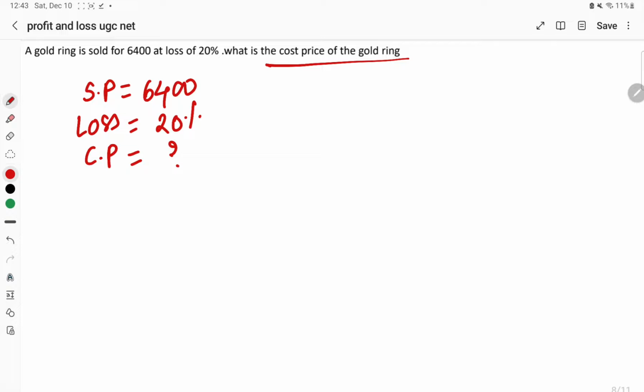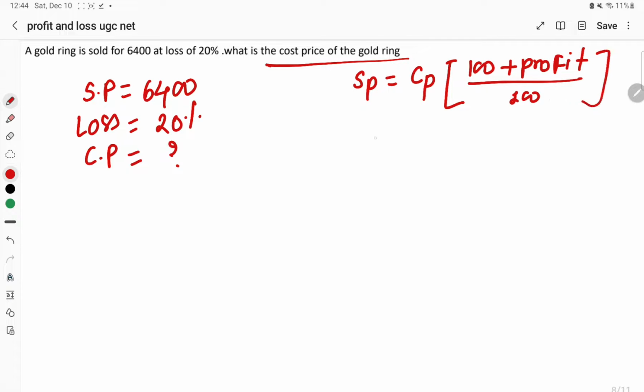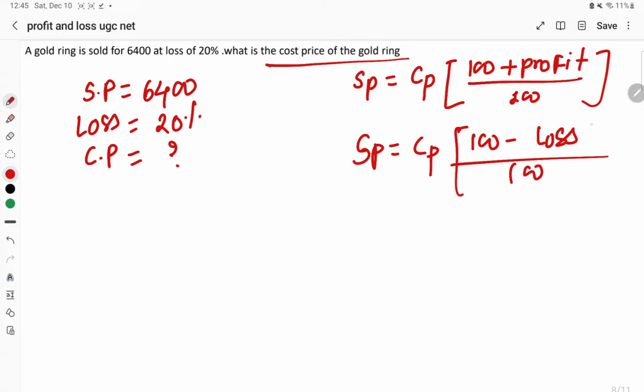How can we calculate this, ma'am? We can calculate this by following this procedure. All you have to do is take the formula first. Before solving this question, I would like to give you two more formulas. If you haven't noted them, please note them down. This is for finding the selling price when the cost price is given: 100 plus profit upon 100. And for finding the selling price whenever the loss is given, you simply do 100 minus loss upon 100. These are the two formulas.